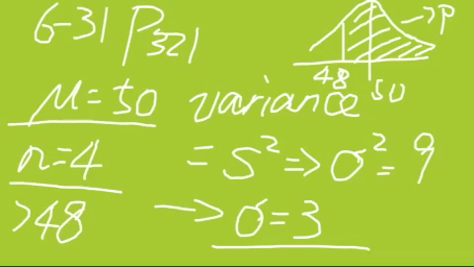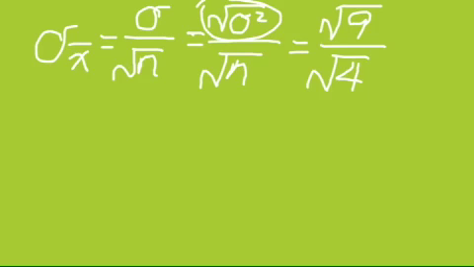Okay, and we know that first we need to calculate the standard error, and the standard error comes from the population standard deviation divided by the square root of the sample size. And this sigma comes from the square root of our variance, because this is the variance and this will be the standard deviation, divided by the square root of the sample size. So that will be the square root of 9 divided by the square root of 4, that is the sample size. So we get 3 divided by 2, 1.5. This is our standard error.